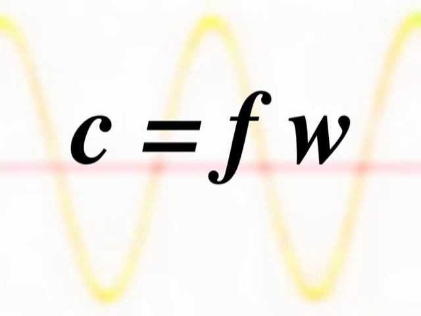However, it's more common to talk about the wavelength of visible light. Frequency and wavelength are related by this equation here. C equals Fw. C is the speed of the wave, and in this case it's the speed of light. F is the frequency of the wave, and then W is the wavelength. So using values we already have, we can calculate that the wavelengths of visible light are between 400 and 750 nanometers.